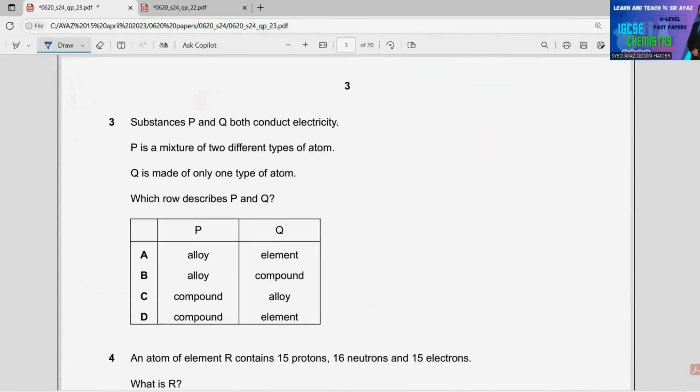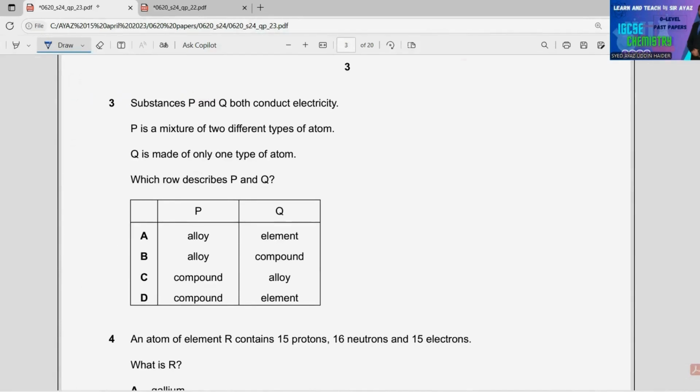Question number 3. Substances P and Q both conduct electricity. P is a mixture of two different types of atom. Q is made of only one type of atom. Which row describes P and Q? So both are conducting electricity, so each can be either a metal, an alloy, or graphite. Graphite is the allotrope of carbon, which conducts electricity.